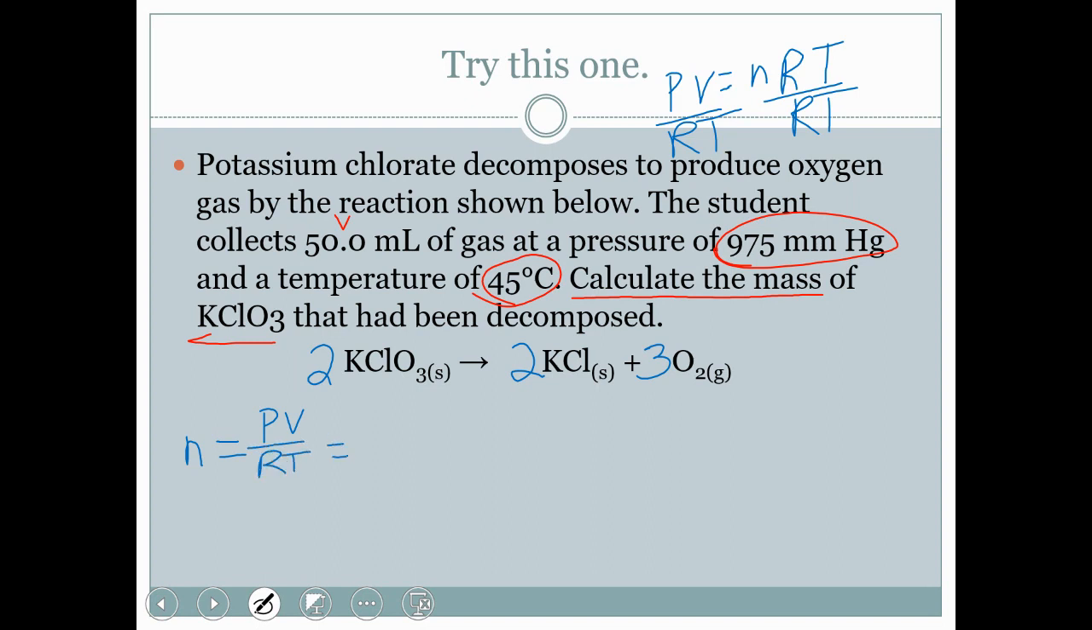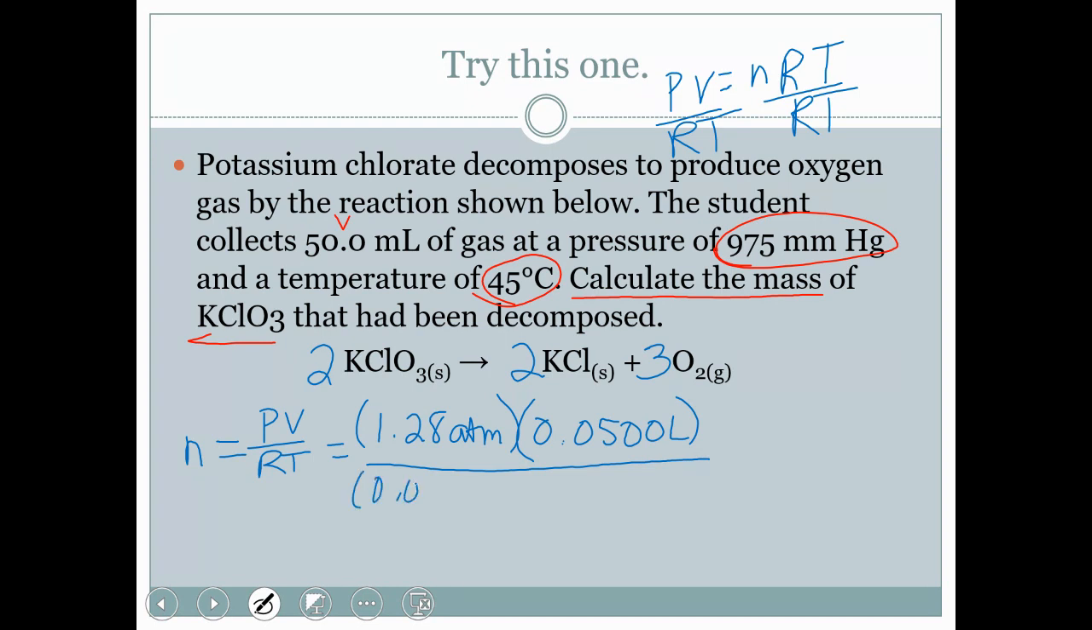Everything needs to be in the proper units. So I'm going to convert my millimeters of mercury. And remember, I'm using rounded numbers. WebAssign will kind of like you to keep a couple extras probably. But that is 975 divided by 760. The volume, the 50 milliliters, I need to divide by 1,000 milliliters in a liter. So there's my volume in liters, or multiply by 0.001 liters for every individual milliliter.